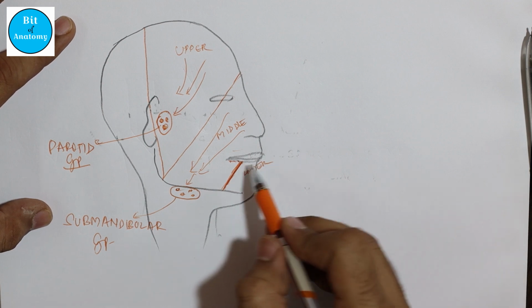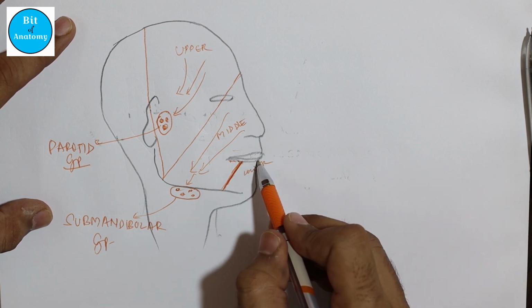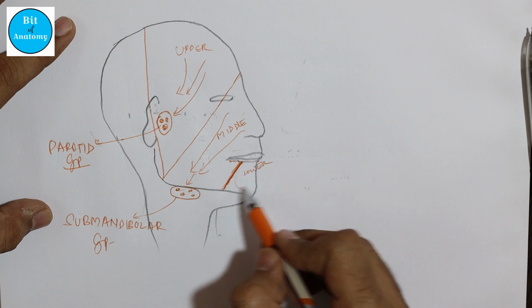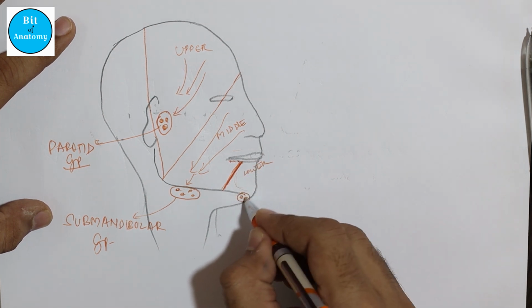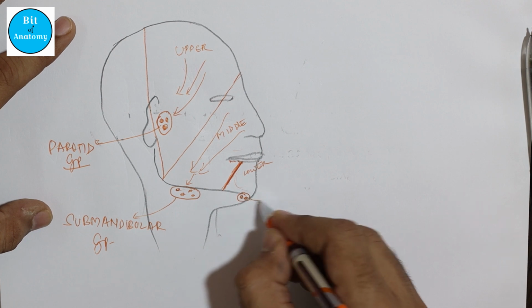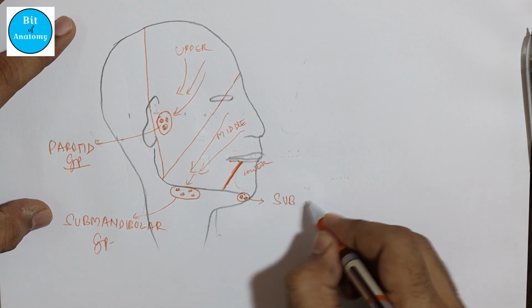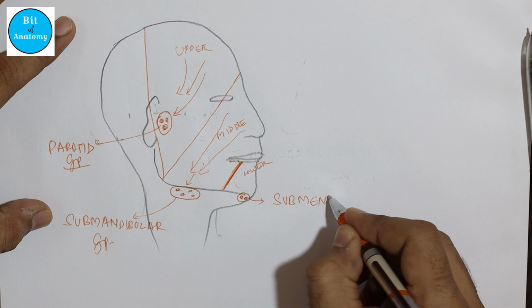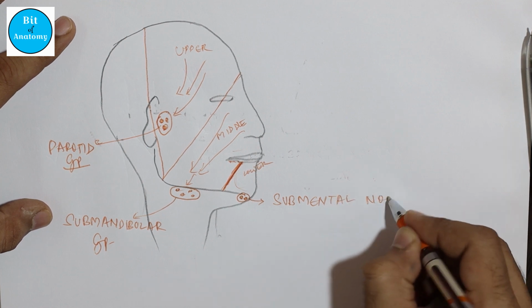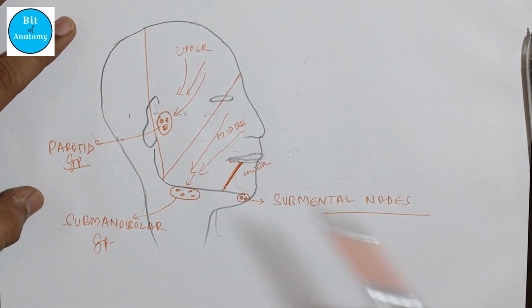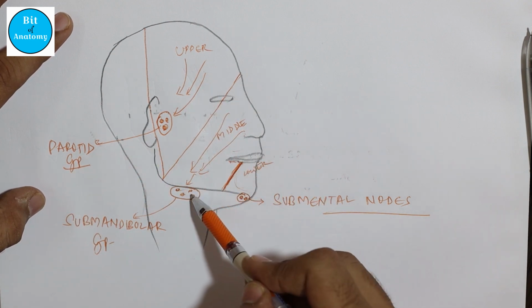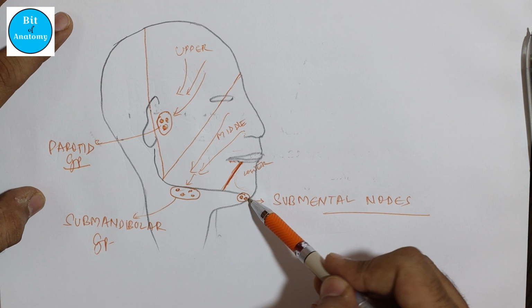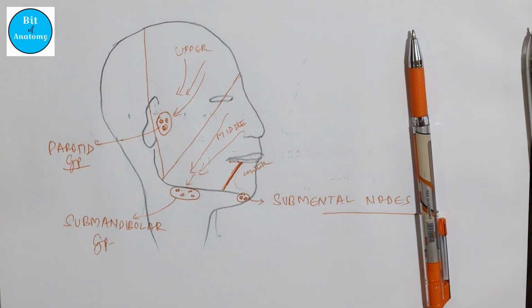And this small area, which includes the medial part of the lips and the chin region, will drain into a few lymph nodes present just below the symphysis menti, called the submental lymph nodes. So this is the lymphatic drainage. The upper area drains into the parotid group, the middle or intermediate area drains into submandibular, and the lower area drains into submental. So these are the features of the face you should know.